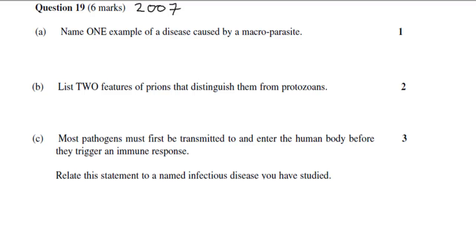Welcome to one of the past HSC exam question videos. In this video, we're going to cover this exam question, which comes from the 2007 paper, and it's question 2019, and it's worth 6 marks. So I'll read the question in a second.